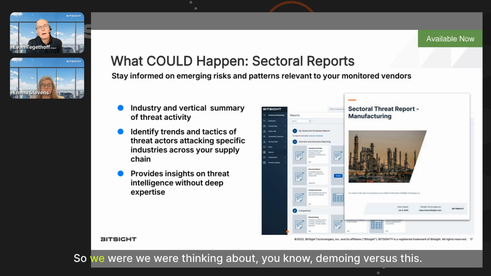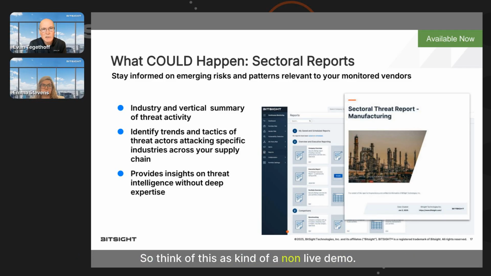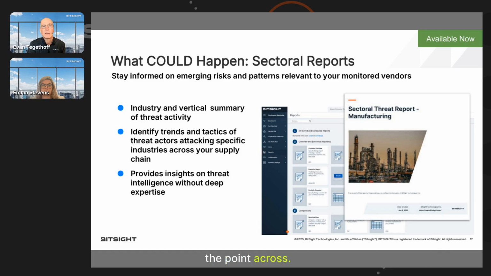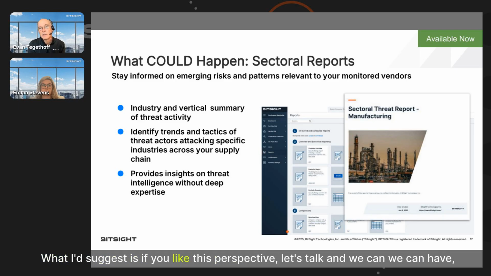So what are these things? We were thinking about demoing versus this. So think of this as a non-live demo. Everything you see here is in the platform, but to make sure we hit time, we just wanted to go through them, get the point across. What I'd suggest is if you like this perspective, let's talk, and we can have a session with you dedicated to go through all of these elements.